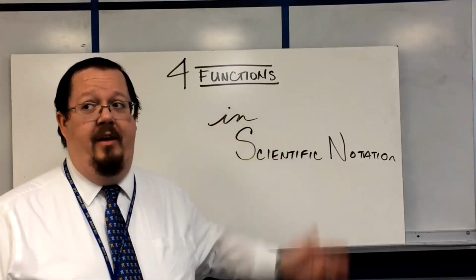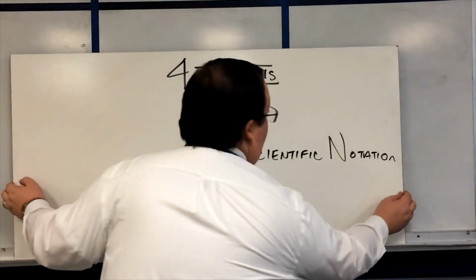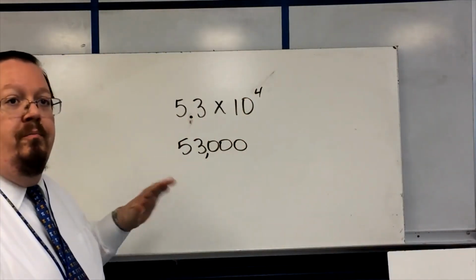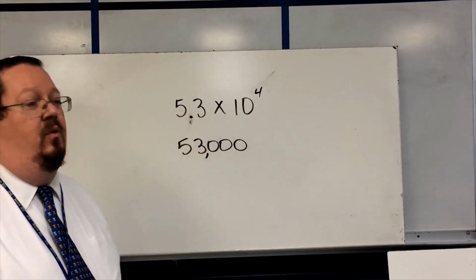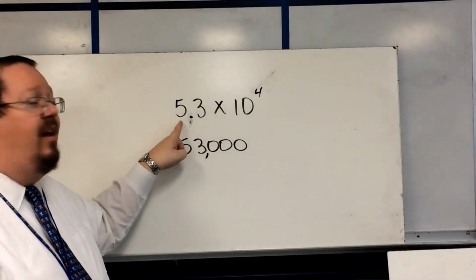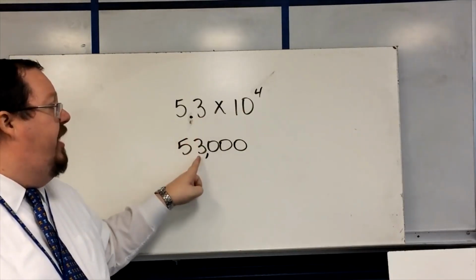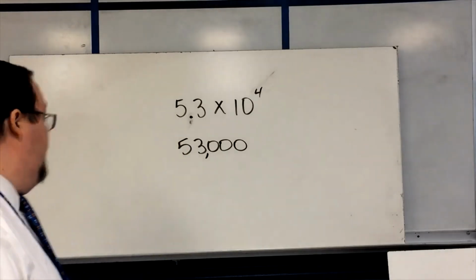Four functions in scientific notation: add, subtract, multiply, and divide. Before we get too far, let's remember about place value. Scientific notation tells us a different place value. That's not the ones place. The 3 is in the thousands place. The 5 is in the 10,000s place.